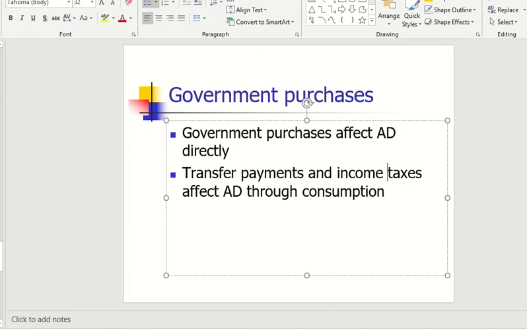So, although transfer payments and income taxes can affect aggregate demand, as we have learned previously, they affect aggregate demand through consumption. They are not part of government purchases. If you can recall what we learned in the beginning of the semester when we calculated GDP using the expenditure approach, transfer payments and income taxes can affect aggregate demand, but there are no goods and services changing hands there. So they are not part of government spending. Okay?